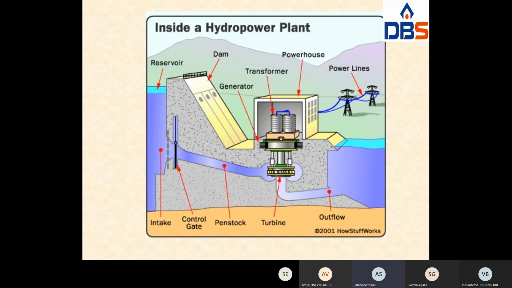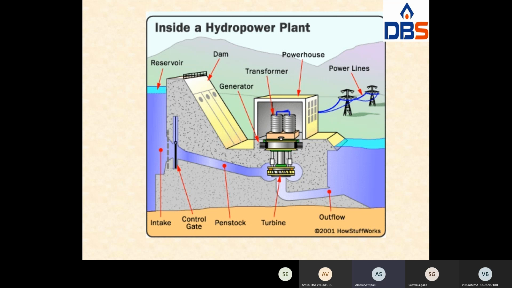This is the inside of a hydropower plant. First of all, the reservoir. On the reservoir you construct a dam. From the dam, the water flows through here. Inside, this is a turbine. Whenever the water flows through the turbine, the turbine blades will be rotated. This is the turbine inside. Whenever the water flows through these turbine blades, the turbine rotates. Through a shaft, a generator is connected to this turbine. This generator converts the mechanical energy into electrical energy.